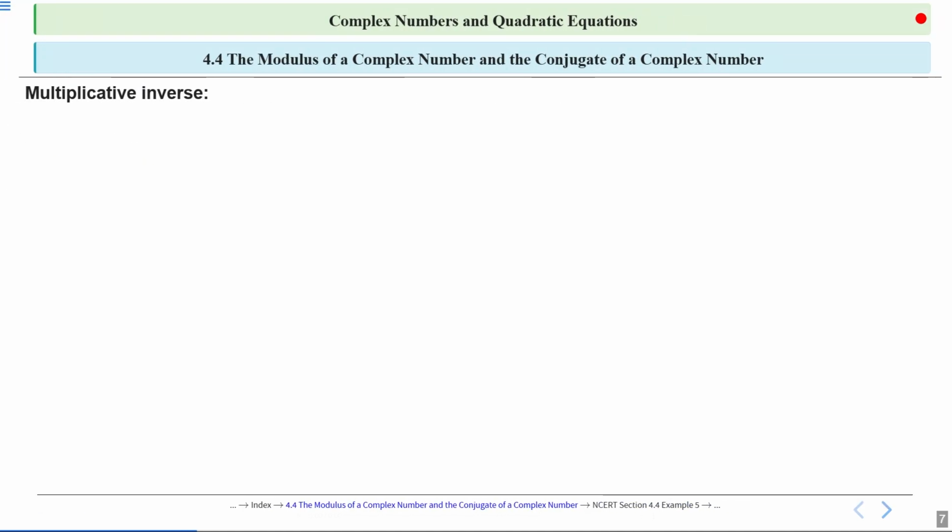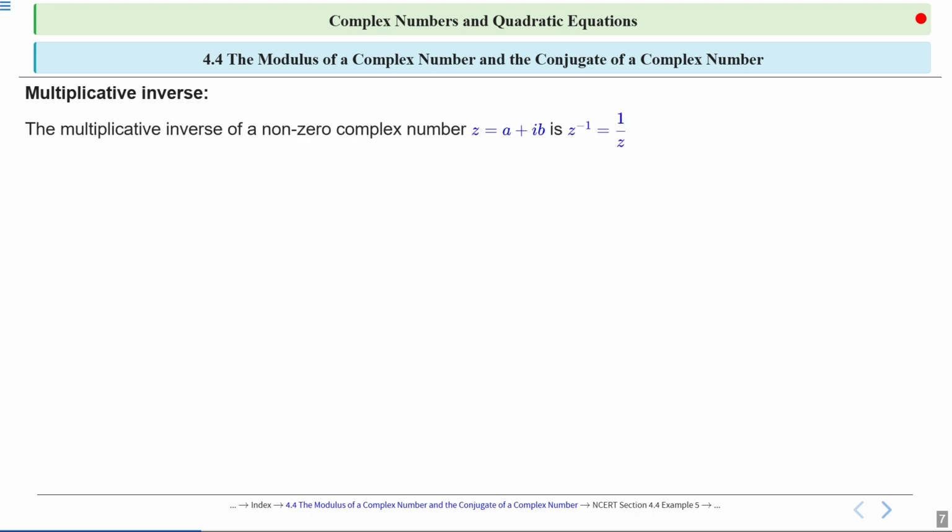Now we are going to talk about the multiplicative inverse of a complex number. So this is an important concept in complex numbers. So the multiplicative inverse is basically the number you multiply by to get 1, just like with real numbers. But here we will see how it works for complex numbers.